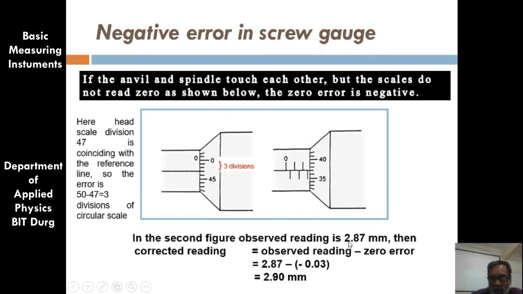So suppose the observed reading is 2.87 mm. The observed reading minus the zero error with sign. So zero error is of 3 divisions, that is 0.03 mm. So obviously 2.87 minus of minus 0.03. So what we get is 2.90 as the corrected reading, 2.87 as the observed reading, and 0.03 mm is the negative error in the case of this screw gauge.